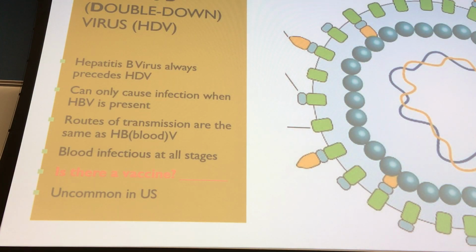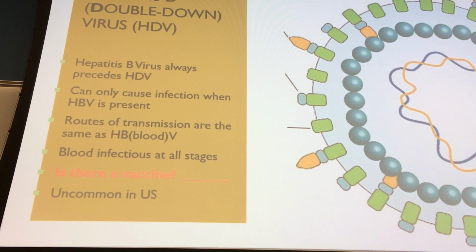Okay. Hep D, D as in double down, okay? It's very, very uncommon. You will probably never see this. Frankly, I hadn't even heard about it until I saw it in the textbook. But we go over it because it's in the book, okay? You can see it on the slide. Hep B virus always precedes this, okay? You can only get it if you have hepatitis B.